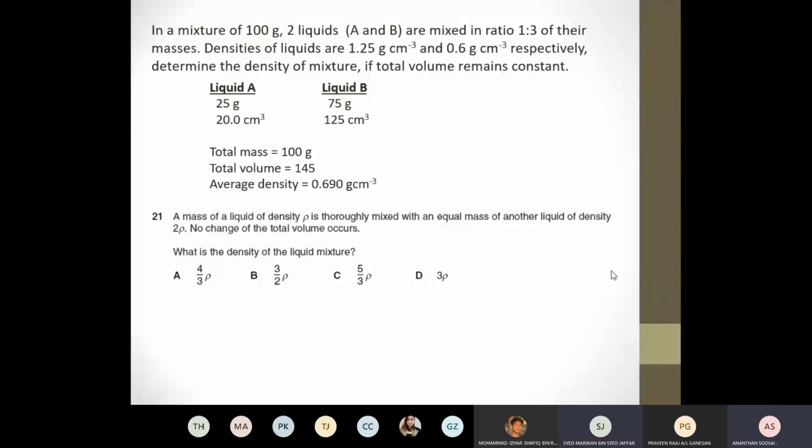Similar as the earlier question, the concept. A mass of a liquid density rho is thoroughly mixed with equal mass of another liquid of density of 2 rho. No change of total volume occurs. What is the density of the liquid mixture?